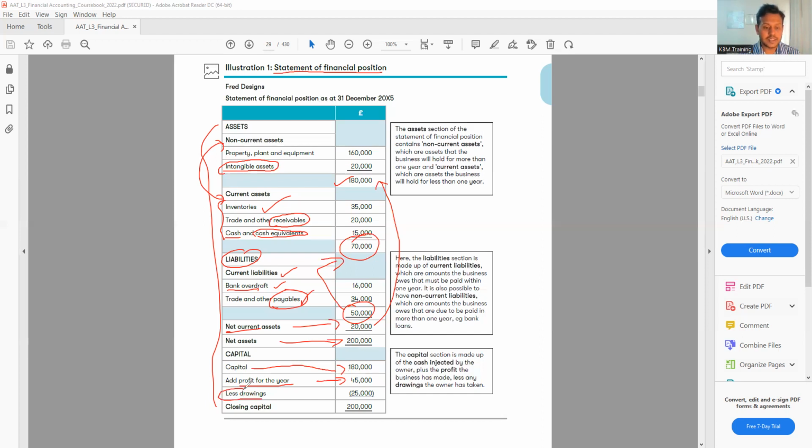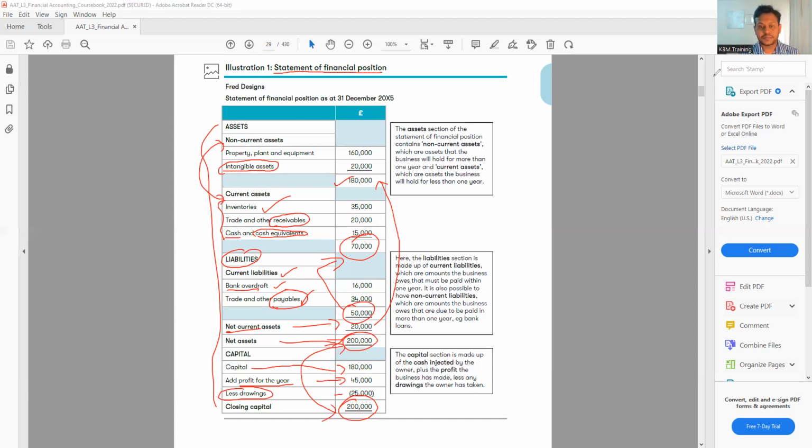Drawings means that if the owner of the business takes any money from the business for his personal use, you call it drawings. You have to minus the drawings because drawings will reduce his total capital, whatever he invested at the beginning. And that will give us the closing capital. The closing capital has to be equal to our net asset. Always remember that.